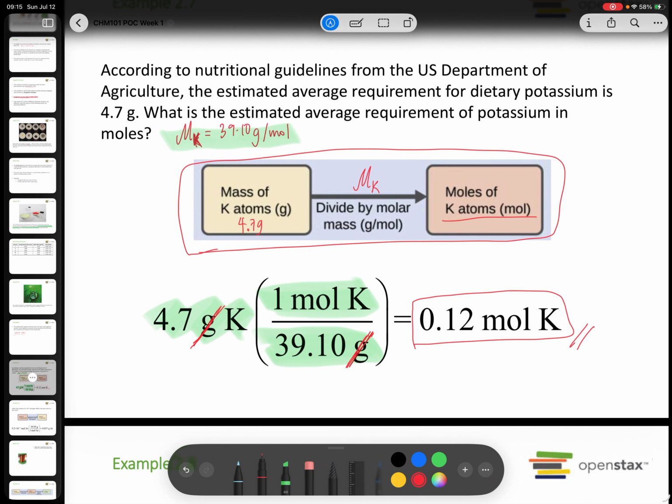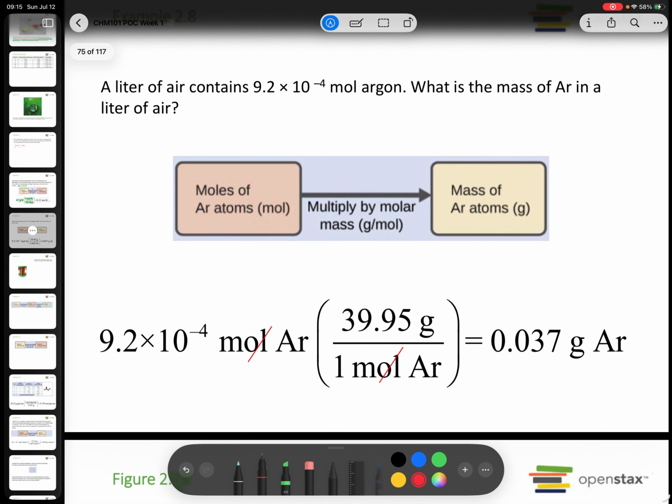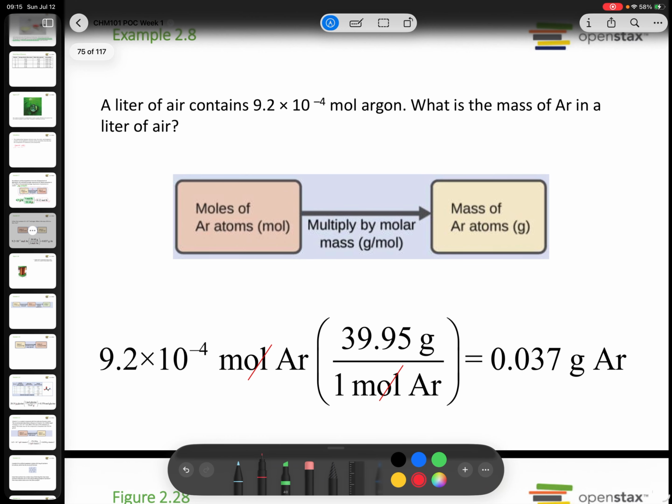Yan. Ganun lang siya simple, no? To convert grams to moles. Okay. Another example. Here, 1 liter of air contains daw how many moles of argon? 9.2 times 10 to the negative 4 moles of argon.